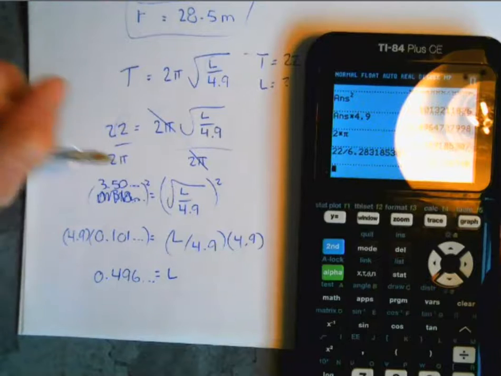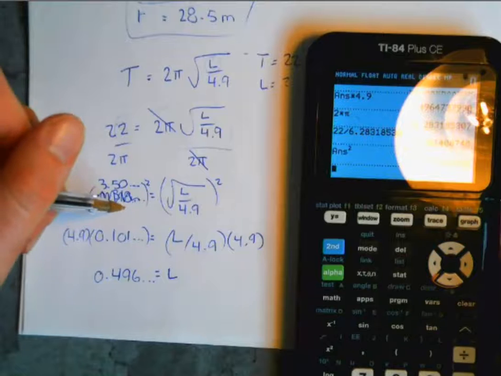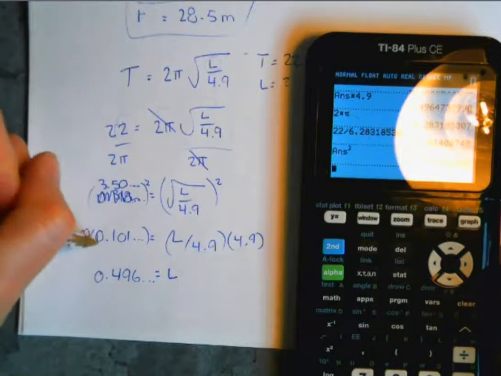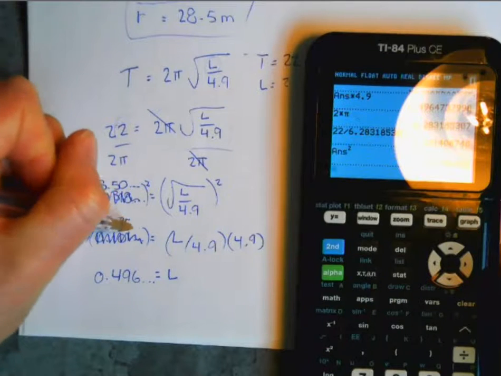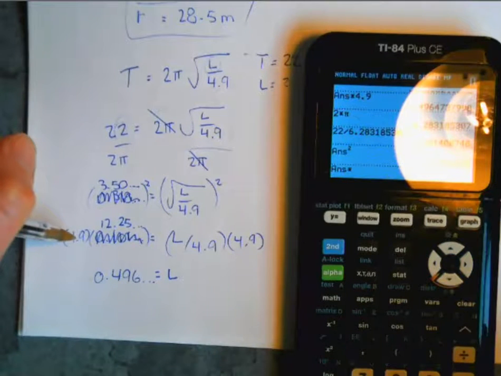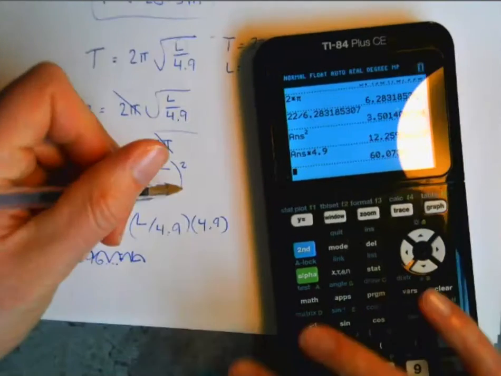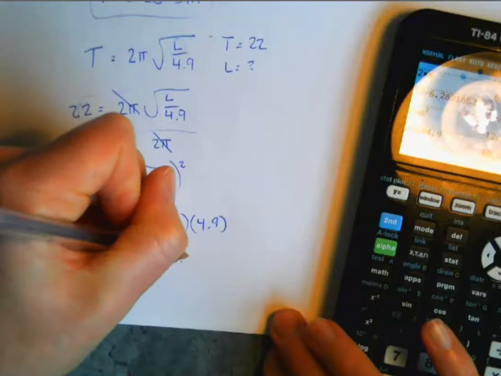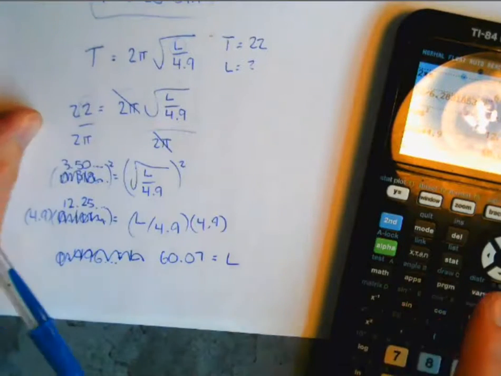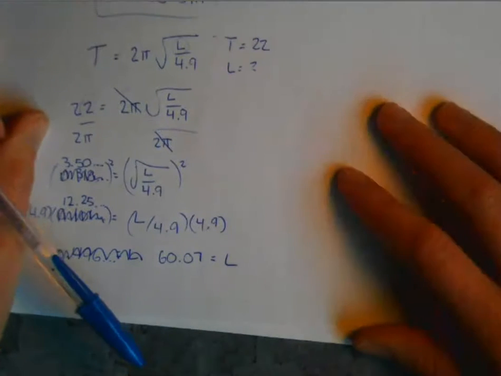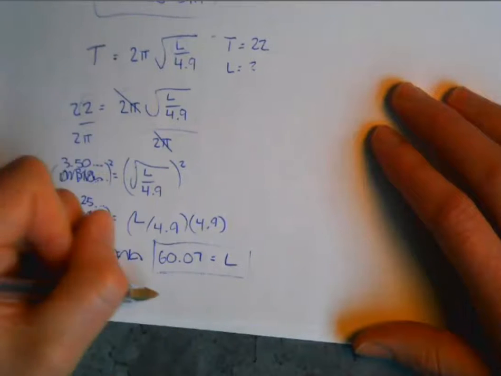3.50 something. And then when I square that, I end up with 12.25, something like that, yeah, there we go, that makes way more sense. And then that times 4.9 gives me 60.07, which is equal to L. Okay, so the only thing I did notice with this question though is that you get 60.07, or basically the length is 60, I would say.